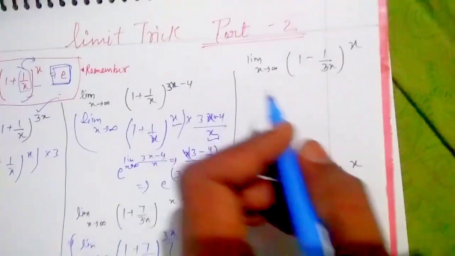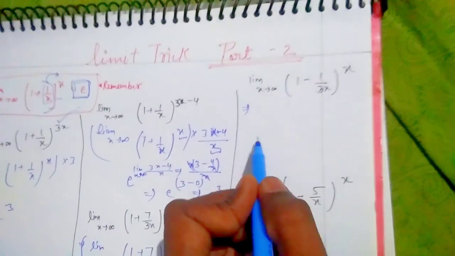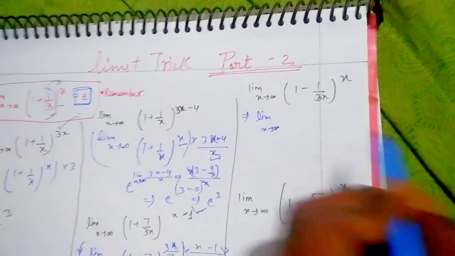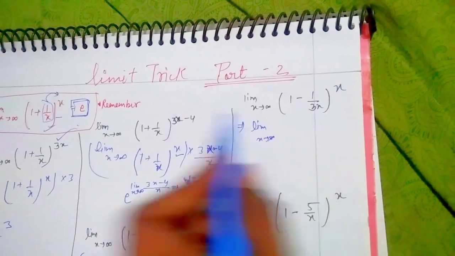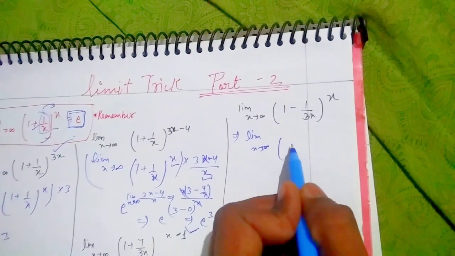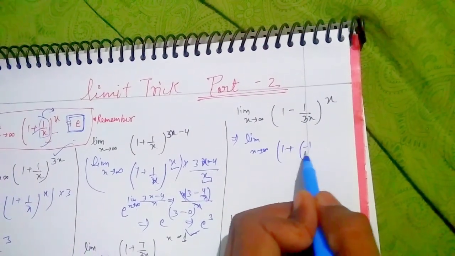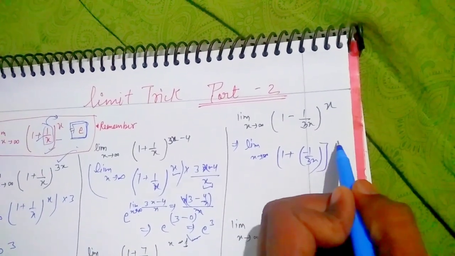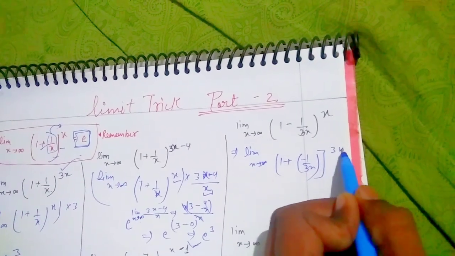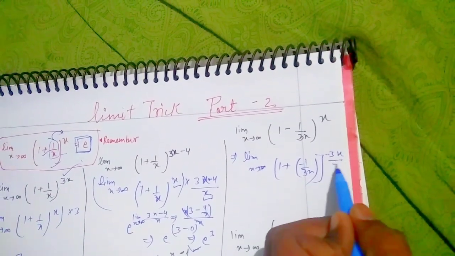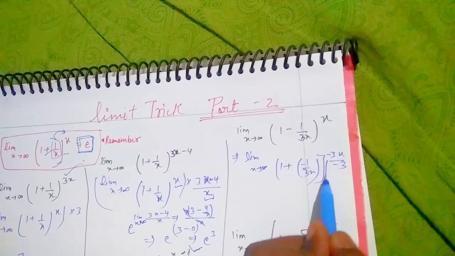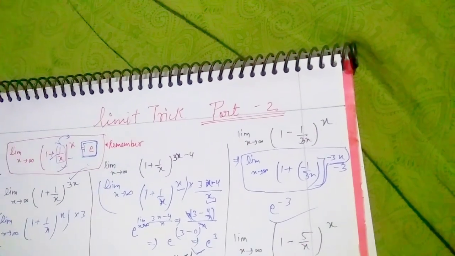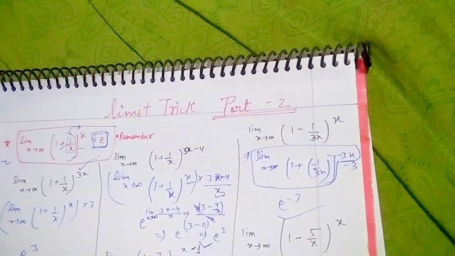Now come to the next one. Now I am going to accelerate the speed of solving the question. We can see that there is minus, and what is mentioned is plus, so we have to change this to 1 plus (minus 1 by 3x). So we just multiply by 3 and divide by minus 3. So the value of all this is e to the power minus 3. So it is so quick. Come to the next one.